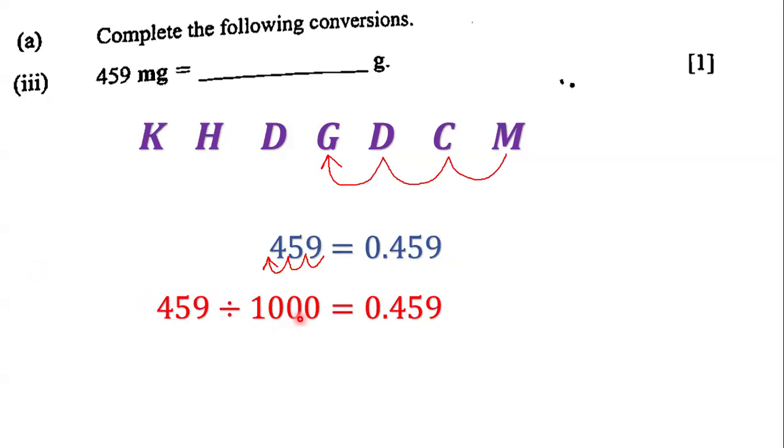Well, we use 1,000 because it says 1, 2, 3, we move over 3 times. Each time we move over, that accounts for a 0. And since we move to the left, we have to divide. And so we say 459 divided by 1,000, and that gives us 0.459. And so we have 459 milligrams to blank grams. That's actually going to be 0.459 grams, and that's our answer here, right?